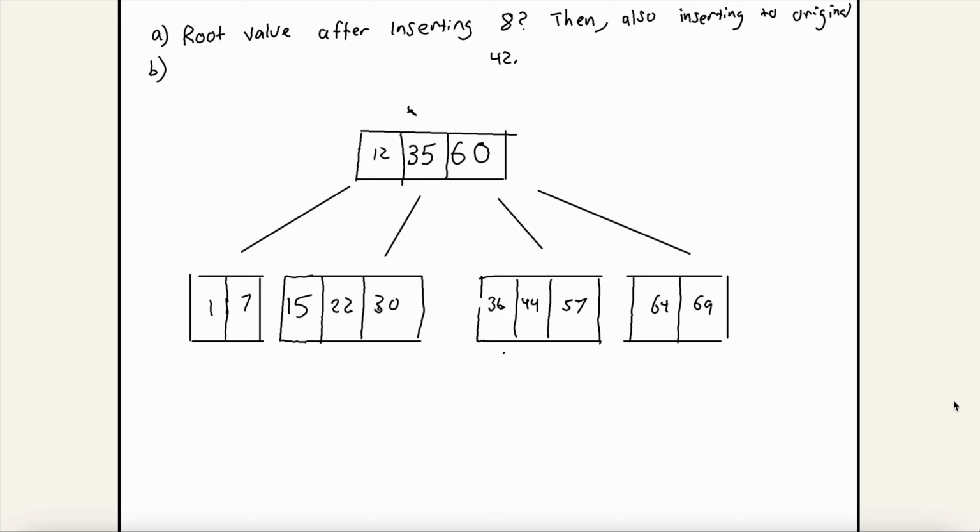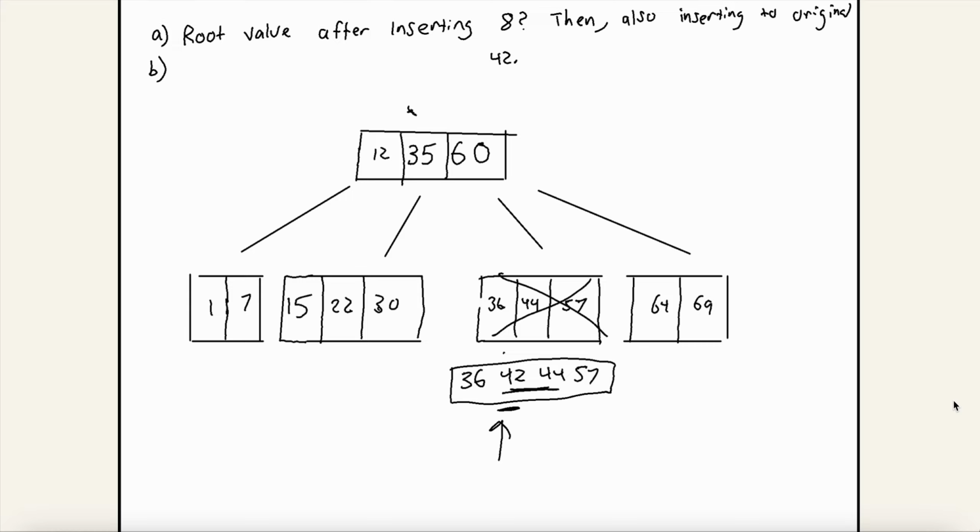So if we just add it directly, this becomes 36, 42, 44, and 57. So that kind of replaces this here. And then this doesn't satisfy our equation because this subtree is greater than 3. So we always promote the smallest of the middle values. So in this case, it's 42 here. So we promote 42 kind of up the tree.